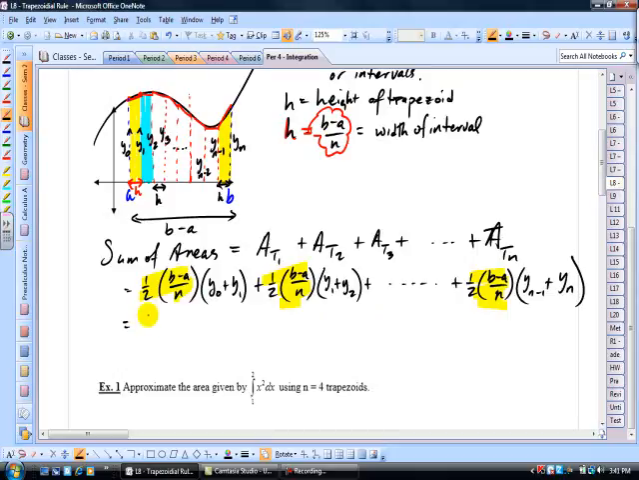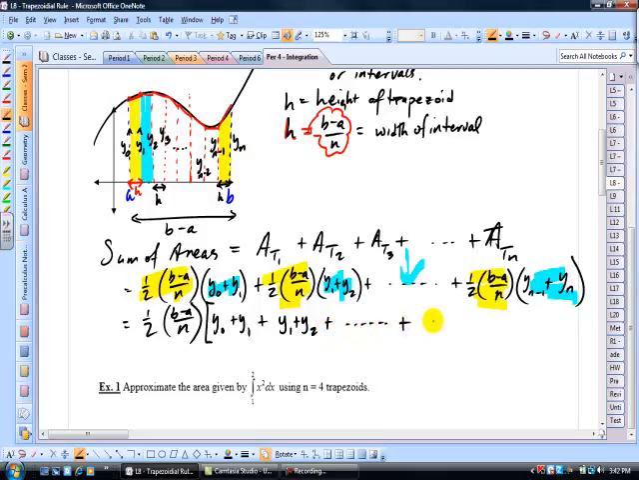It's involved in every single area. So what I can do is I can factor it out. So 1/2 times the width, b minus a divided by n, or 1/2 the height, which is b minus a divided by n, times what's left over. And, well, what's left over? Well, it's y0 plus y1 plus y1 plus y2. I'm looking here now. Here, here, and all the stuff in between, and then here. Plus dot dot dot plus y sub n minus 1 plus y sub n.